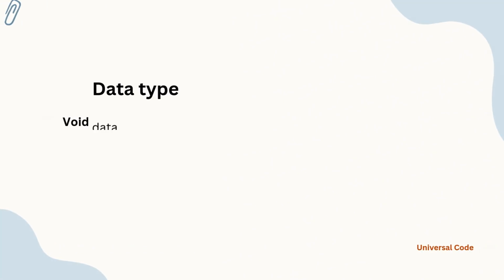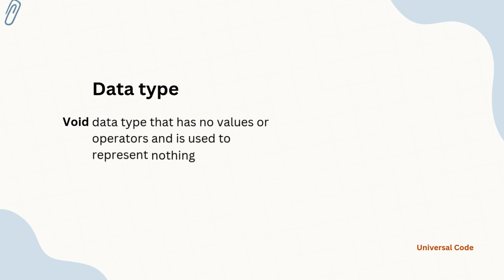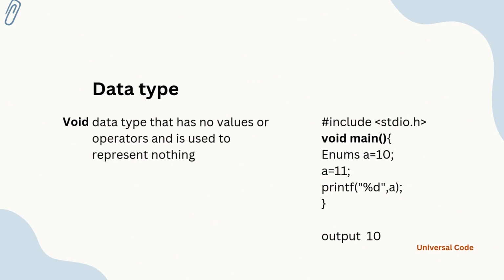Void. Void is a data type that has no values or operators, and is used to represent nothing, meaning in some cases we can't provide any return value, so we use void. In a program, void main function indicates that it will not return any value. This is how void is used.